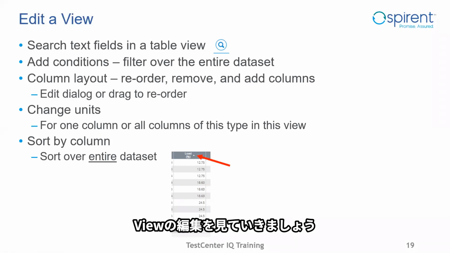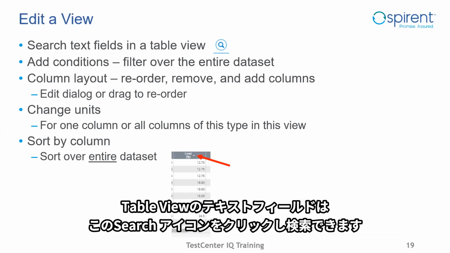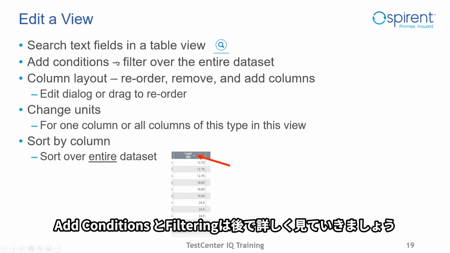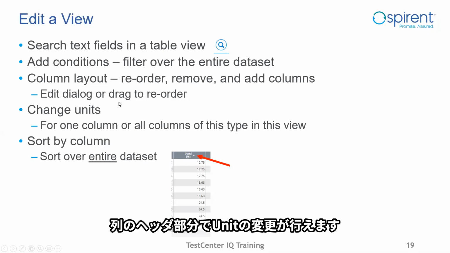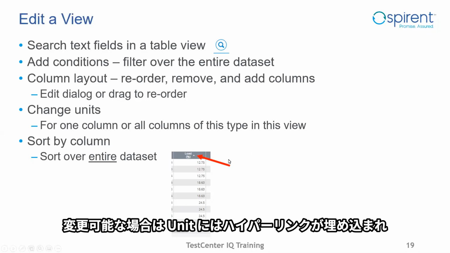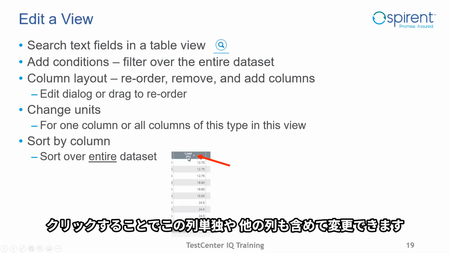Let's move on to how to edit a view. The text fields in a table view, such as port name or stream block name, can be searched by clicking on this search icon. The add conditions is for filtering, and we'll cover that in the next slide, as well as column layout. Change units is supported in column headers. Where supported, the unit itself is underlined with a hyperlink. Clicking on this will allow the user to change the units for this column or all columns of this type in the view.